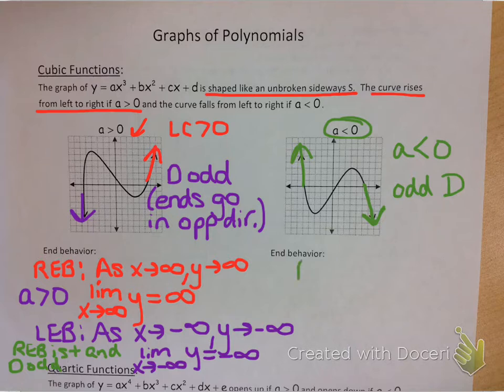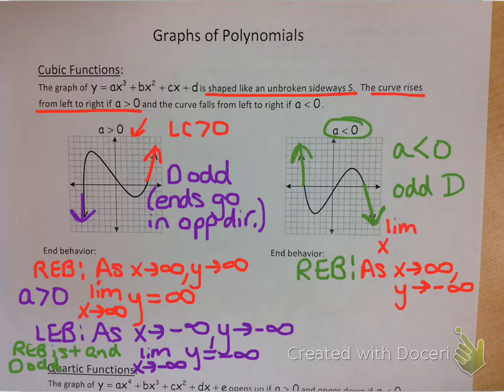So if I asked you to explain the right end behavior of this graph, then what you would say is as x approaches infinity, because you're still going right. But this time, as you do that, your y values are going down towards negative infinity. So the limit notation would say the limit as x approaches infinity of y is negative infinity. And if I asked you to defend that and explain that, you would say it's because your leading coefficient was less than 0.